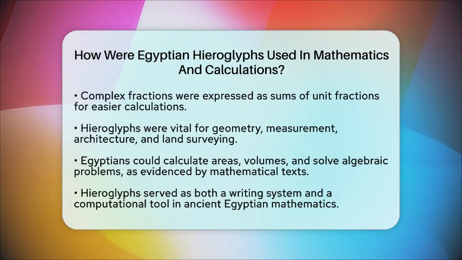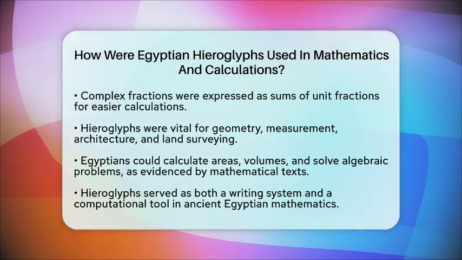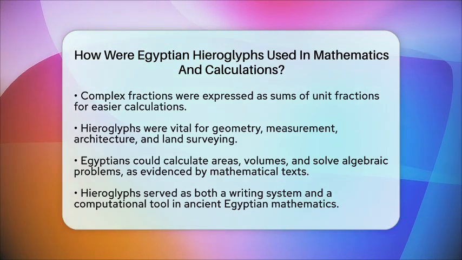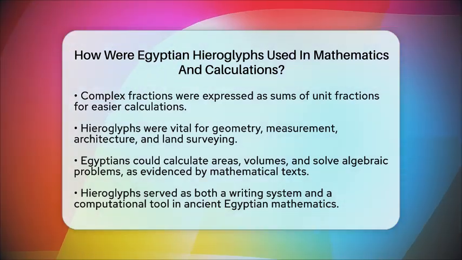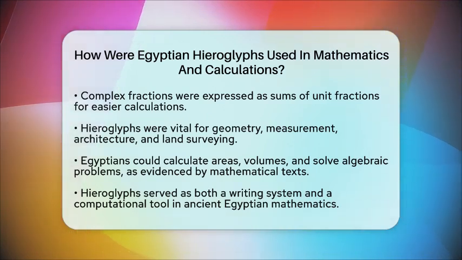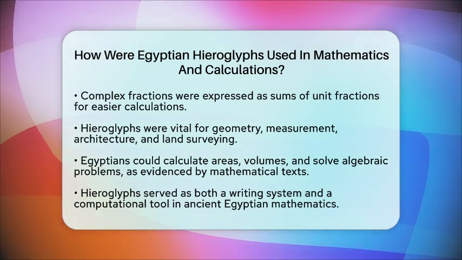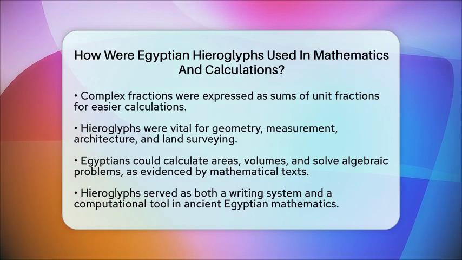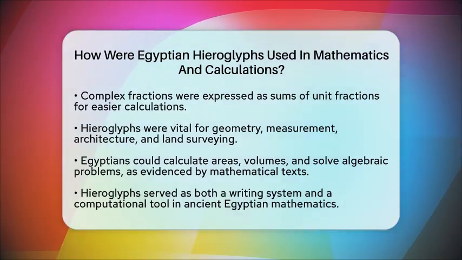In essence, Egyptian hieroglyphs functioned as a numerical notation system that supported arithmetic operations. They used additive symbols for numbers, a doubling method for multiplication, and unit fractions for division. This system was integral to the administration, construction, and scientific activities of ancient Egypt, showcasing how hieroglyphs served as both a written and computational tool in their mathematical practices.